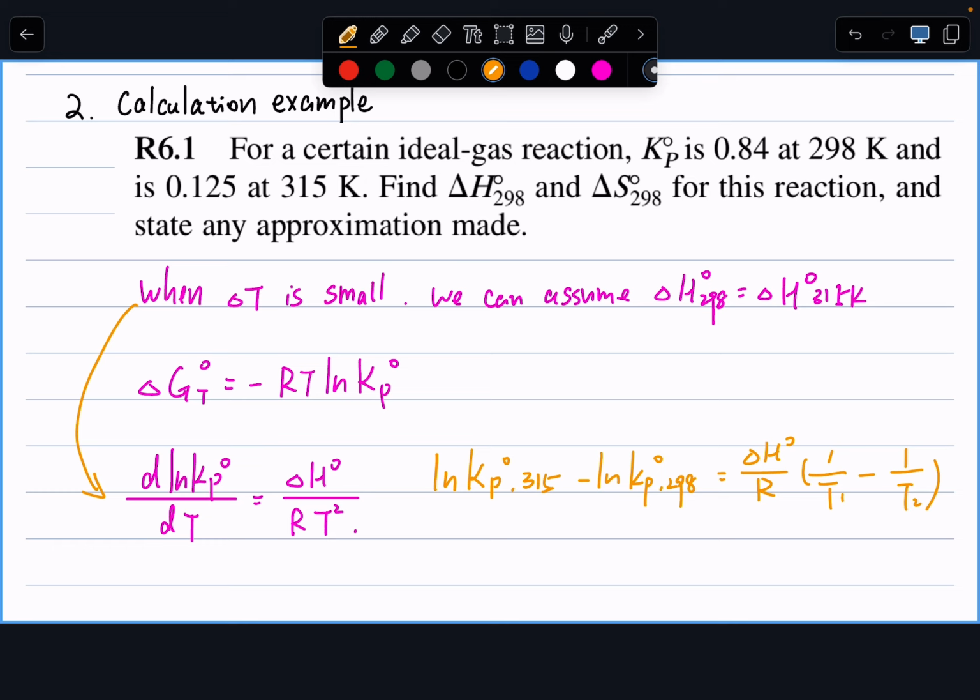Right, and then it's just plugging numbers into this equation. So the hardest part of this question is where this approximation comes from, right? It also gives you the hint, asking you to state any approximation that's being made. So this is the hardest part of this question. That's assuming my delta H is constant.